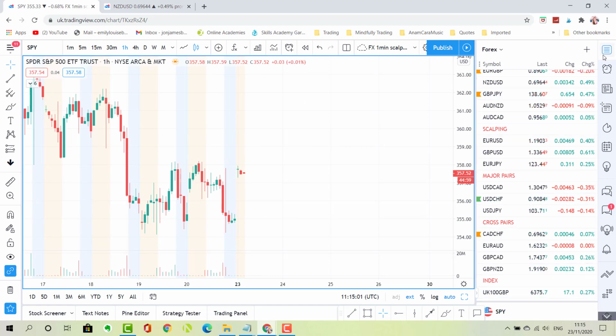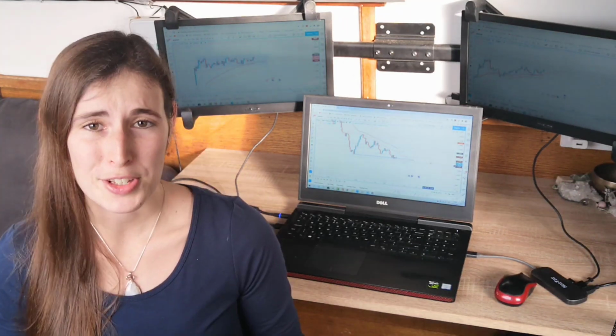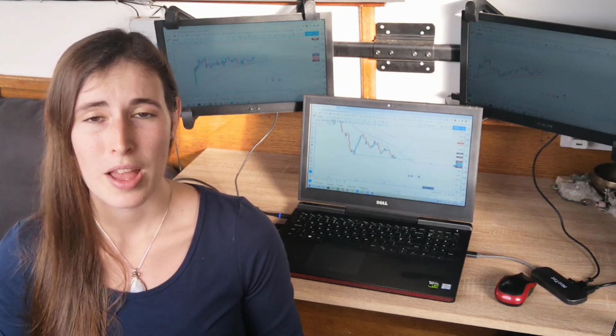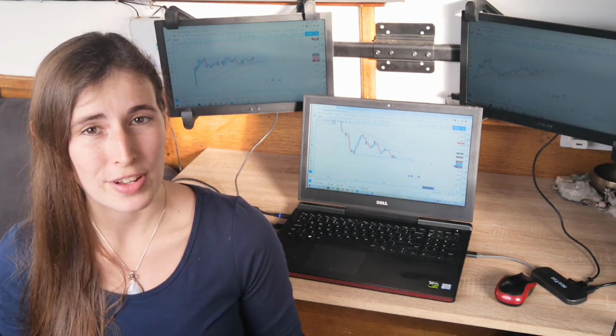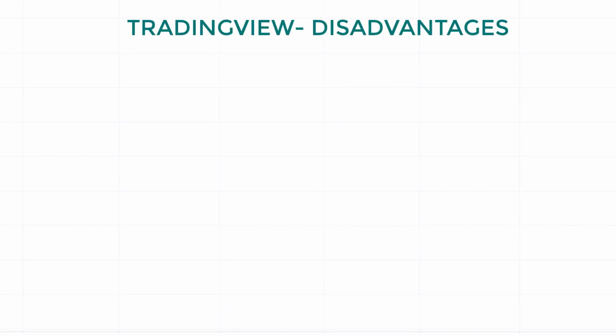And as always, let's have a look at some of the disadvantages with Tradingview. I found this quite hard to come up with some disadvantages because I just genuinely really enjoy Tradingview. But if I had to come up with some disadvantages, then here they are. Firstly, depending on what you want to trade, you may need to pay a little bit more for data subscriptions.